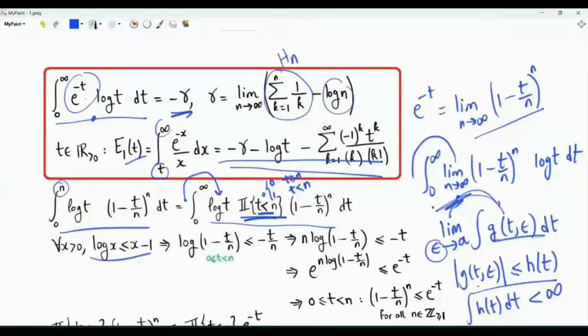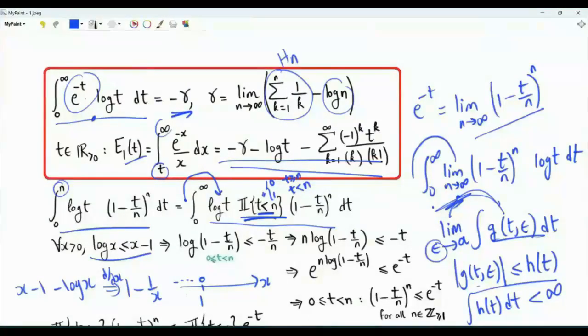To do this, we will make use of this inequality. For every positive x, log x is less than or equal to x minus 1. Proving this inequality is straightforward. We can just define the function x minus 1 minus log x. If we take the derivative with respect to x, we get 1 minus 1 over x. So the first derivative is equal to 0 when x is equal to 1.